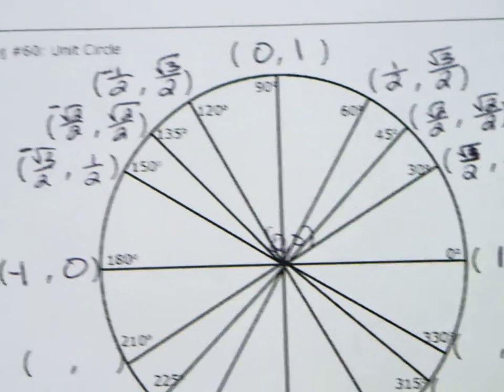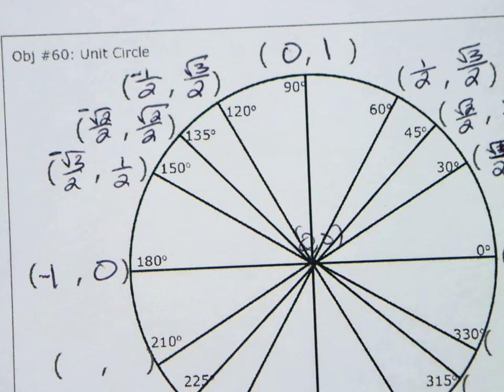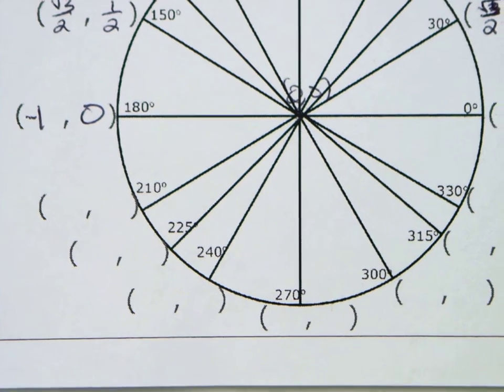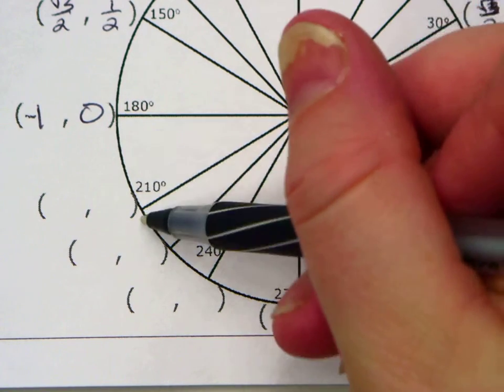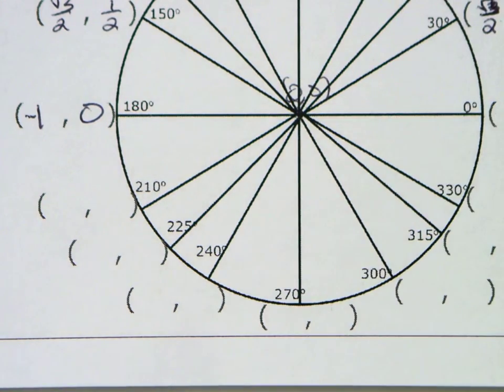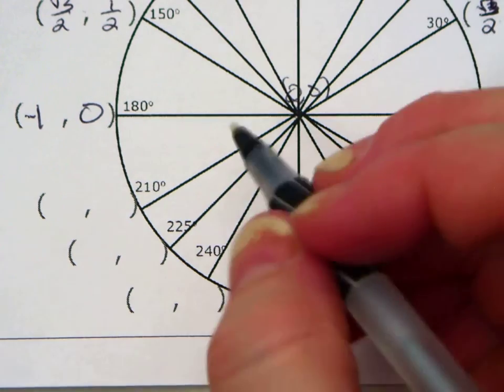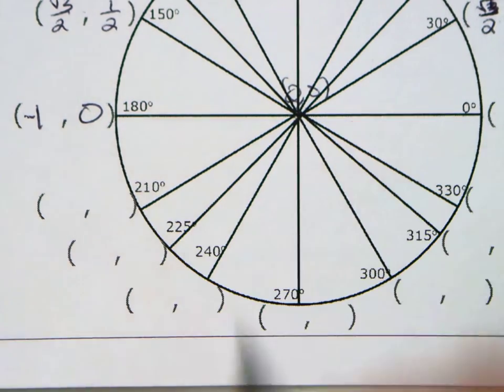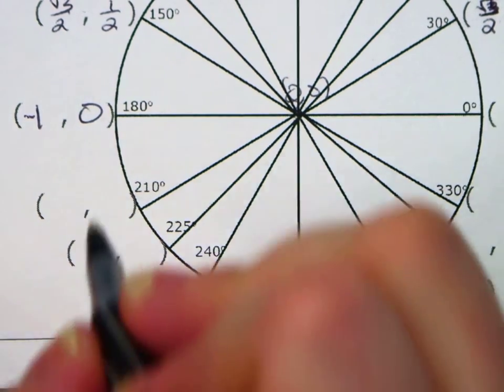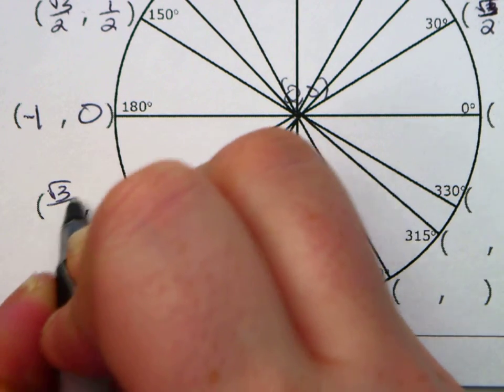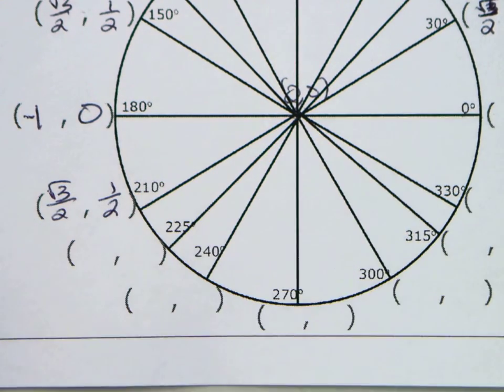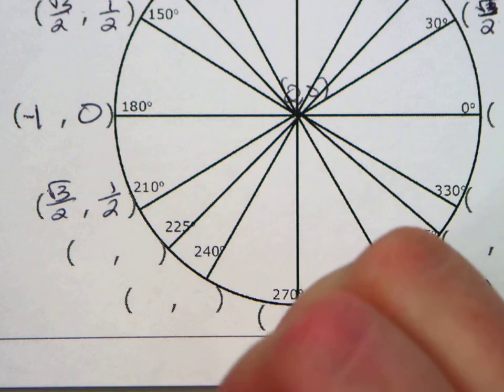Okay, oopsies. It would be helpful if you could see what I was doing. Okay? And then again, it's literally just a pattern. What's 210 the same as? It's the same as 30. It's the same as this one. So 30 degrees is your radical 3 over 2, 1/2. What are the signs in quadrant 3, though?